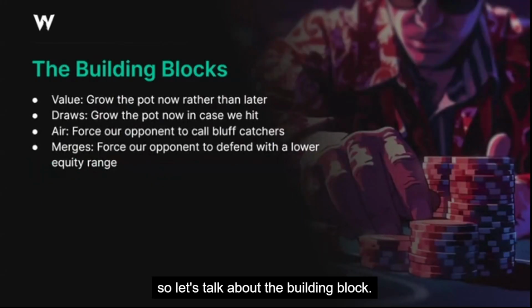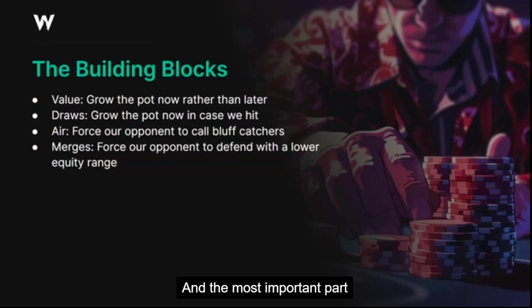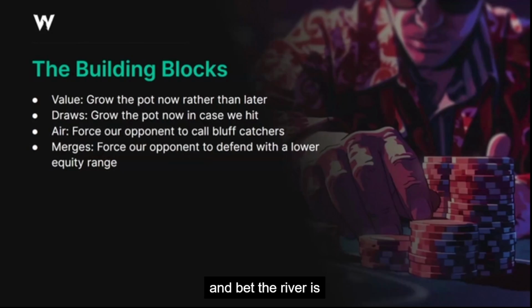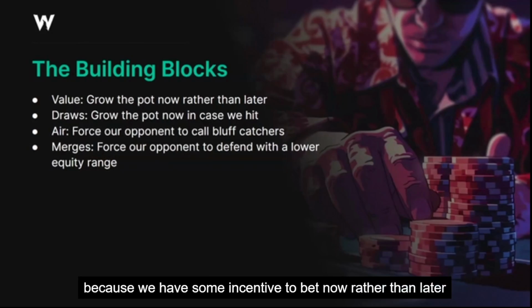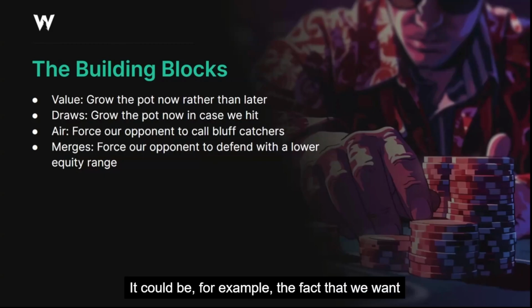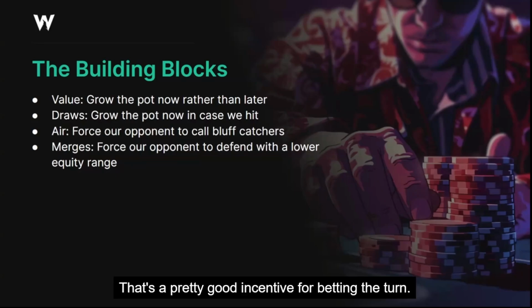So let's talk about the building blocks. The first building block, and what drives the strategy, the most important part of the range, is the value. Value is a type of hand that we bet in order to grow the pot. And the reason to bet on the turn rather than check and bet the river is because we have some incentive to bet now rather than later. What could be one incentive to bet now rather than later? It could be, for example, the fact that we want to bet twice. If we want to bet now and later, then that's a pretty good incentive for betting the turn.